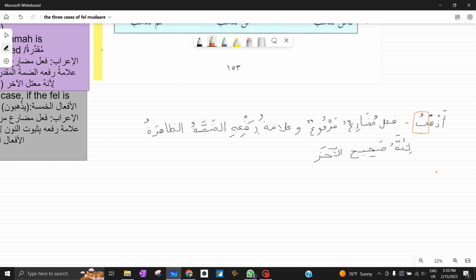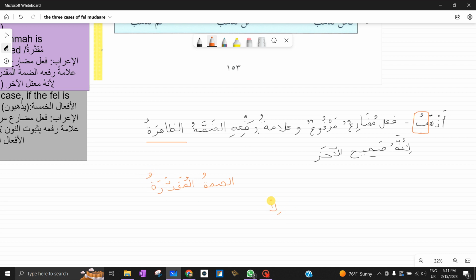Now what happens if there is a weak letter? Alif, Waw and Ya are weak letters. Then you will say the whole thing: fi'l mudari' marfu'un wa alamatu raf'ihi ad-dammatu. Now from here you will change your sentence to ad-dammatu al-muqaddaratu.